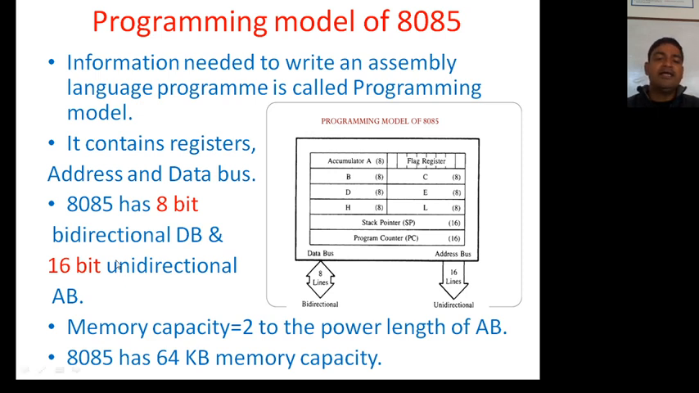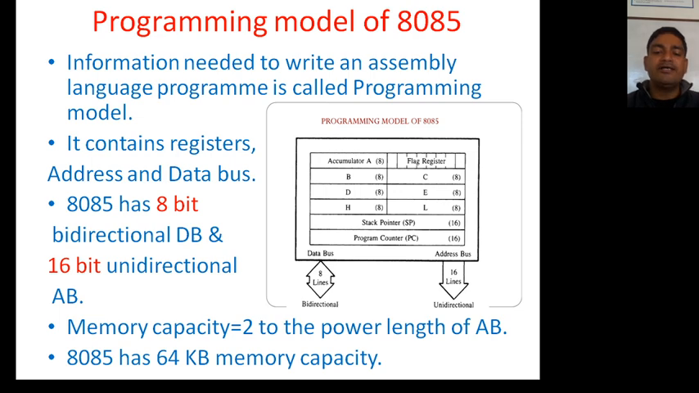What will be the range of the data bus? Because it is 8 bit, we deal with the hexadecimal number system, so the data bus range will be from 00 to FF. Minimum value of any bit is 0, maximum value is 1. So 00 means all zeros and FF means all ones.